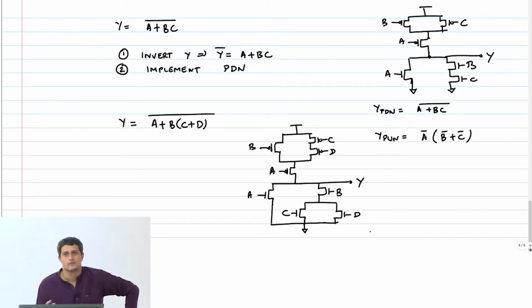So with this systematic method you can construct any arbitrary Boolean function. Okay, whether it will be efficient or not, we have to see later. But you can construct any static CMOS logic in this manner.